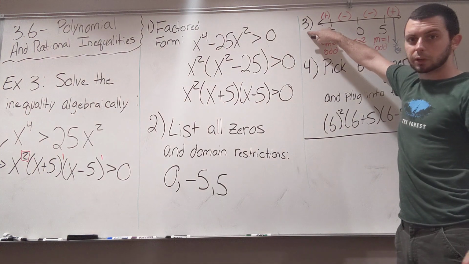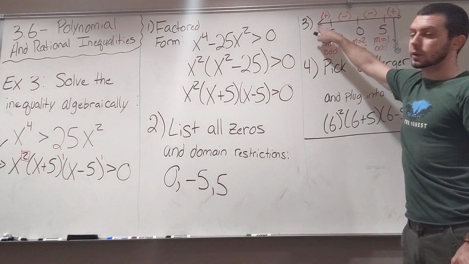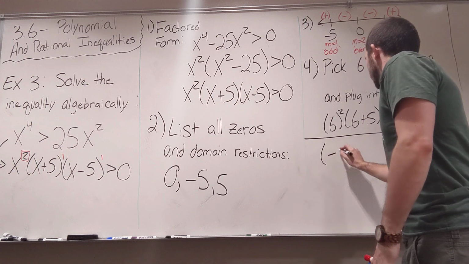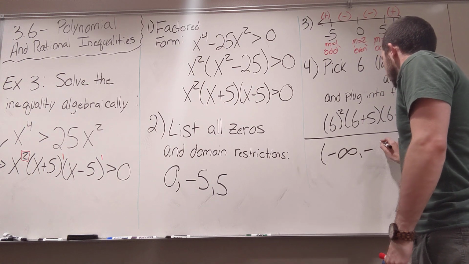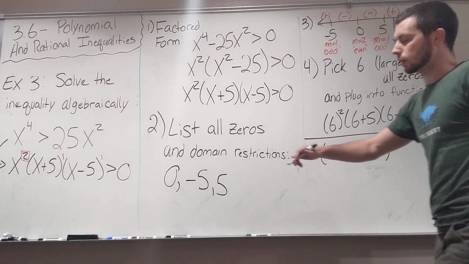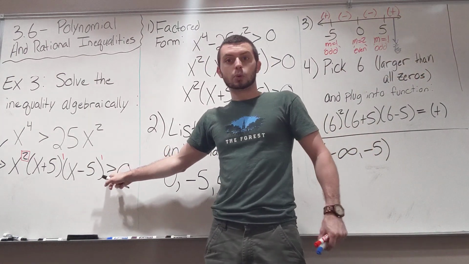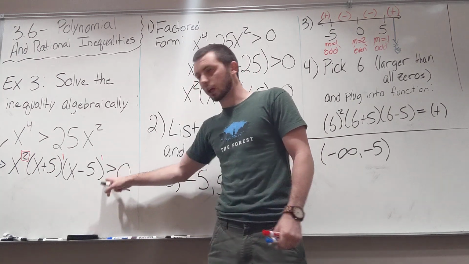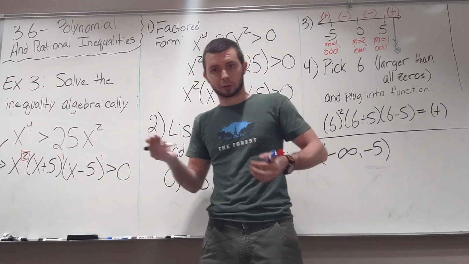This segment over here goes from negative infinity to negative 5. So negative infinity to negative 5, and I'm going to use parentheses throughout because we don't have an equal to part. That's why I'm using parentheses. If we did have an equal to part, I would consider brackets.